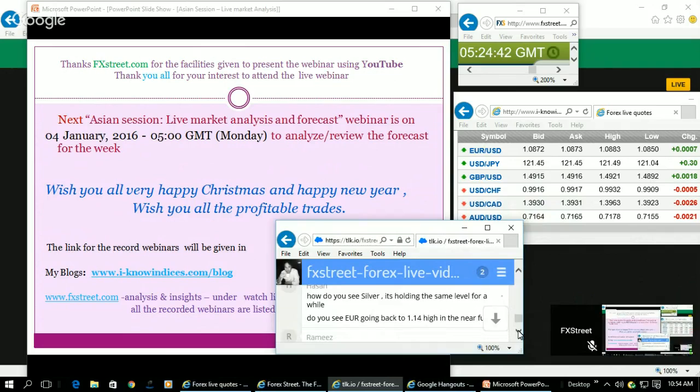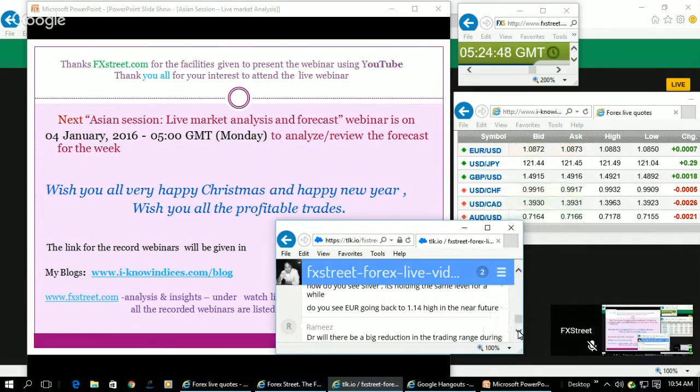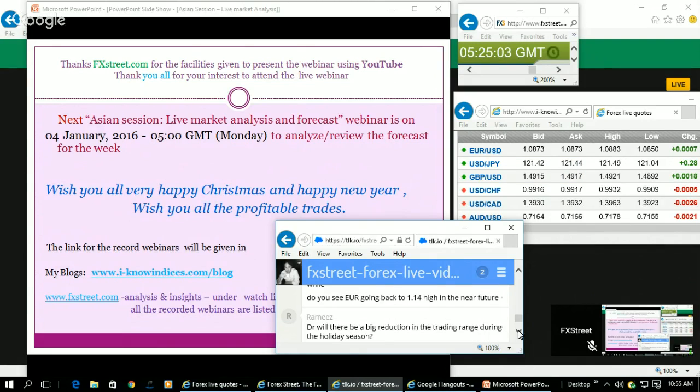Hasan has got a question. How do you see silver? It is holding the same level for the whole. Yeah, silver, they are making a low level consolidation in order to gain the level, because the volume is relatively low, so they have to hold low for a longer time. Especially in the case of commodities, the traders are very limited. That is why they hold it for a longer time near the low.